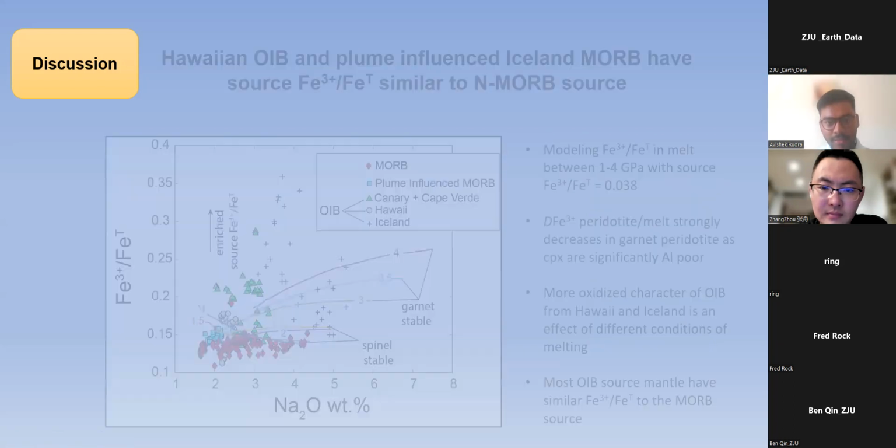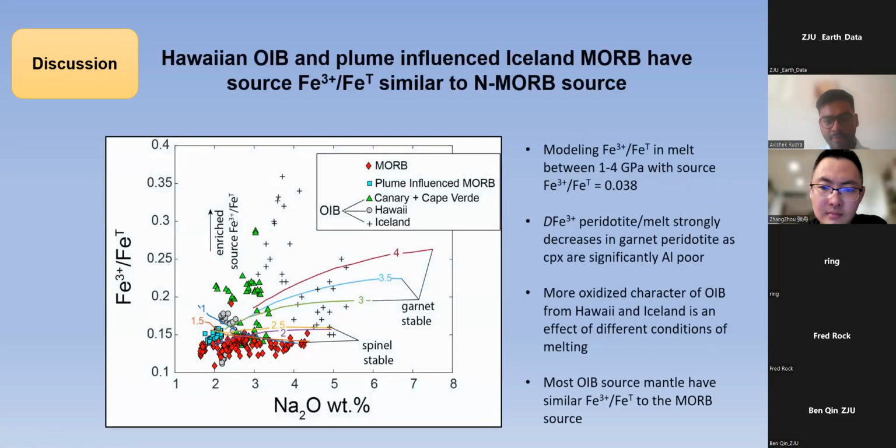And lastly, I want to address this last question that we have, that is why OIBs are more oxidized than mid-ocean ridge basalts. And we explain that by the fact that we extend these calculations to high pressures. So right until now, we have been doing these model calculations until about 2.5 GPa. And now we extend those calculations to 4 GPa, which is roughly the region where ocean island basalts are generated.